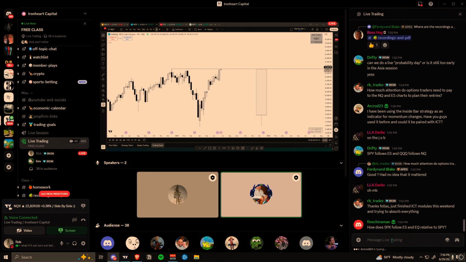A lot of times, especially this year, I've noticed Asia and overnight sessions have made liquidity sweeps that, if you're only looking at SPY and QQQ charts, you won't know were already swept. But if you look at ES or NQ, you'll see overnight they did. So it's very important to track everything off ES and NQ.